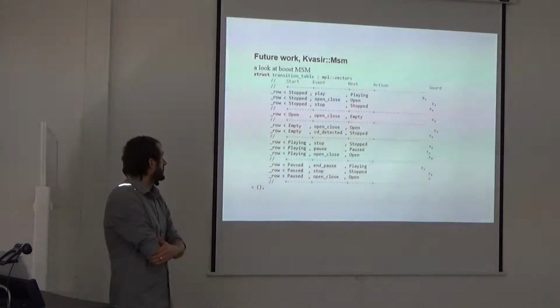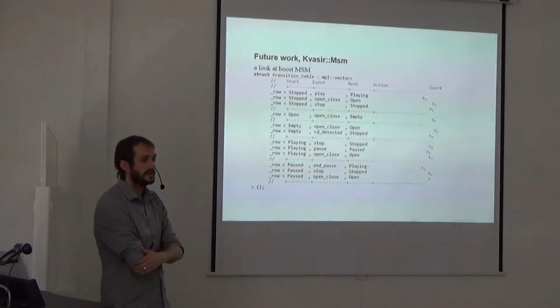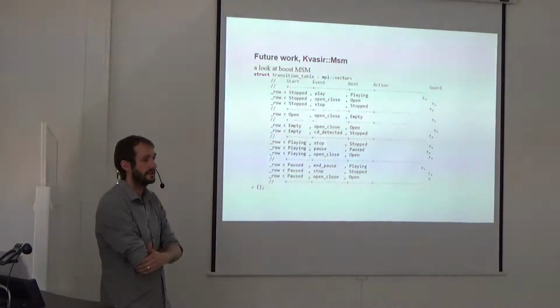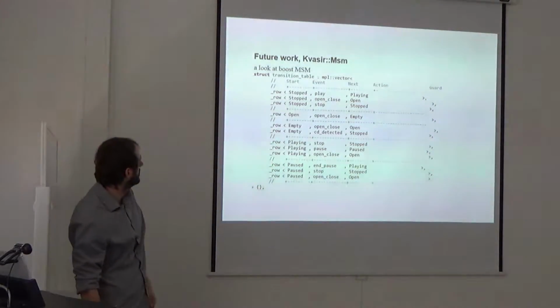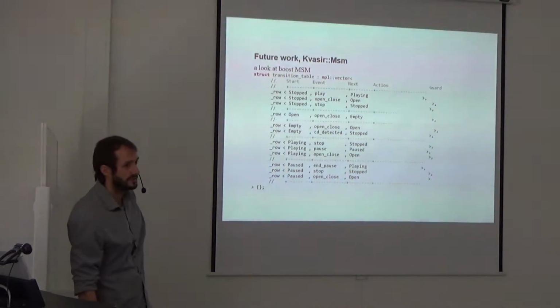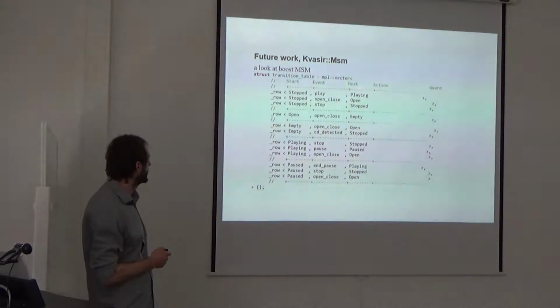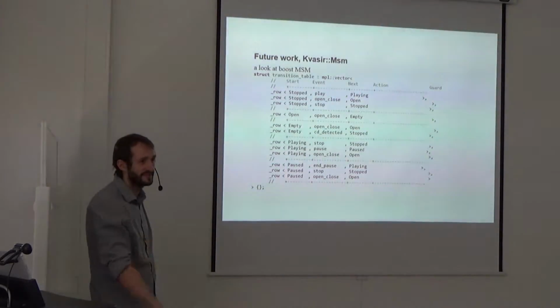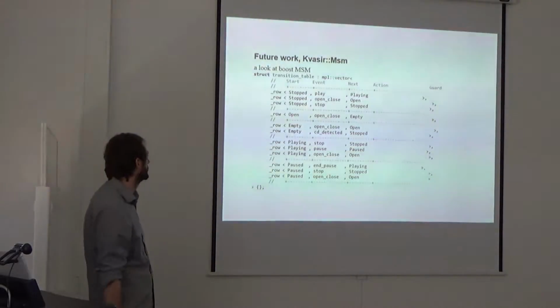I mentioned the Boost MSM state machine at the beginning. It has a high level of complexity in the interface. This would be how you define the transition table of a state machine, basically. So we're going from stopped on the event play to playing. It's a CD player. This is directly from the Boost MSM example.